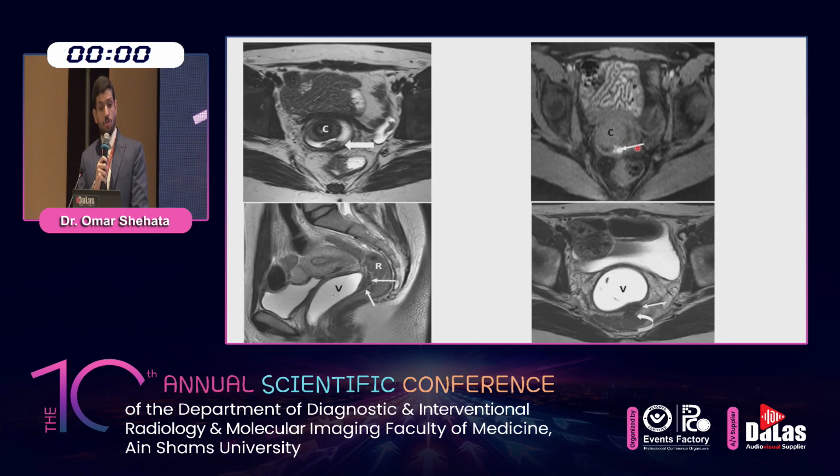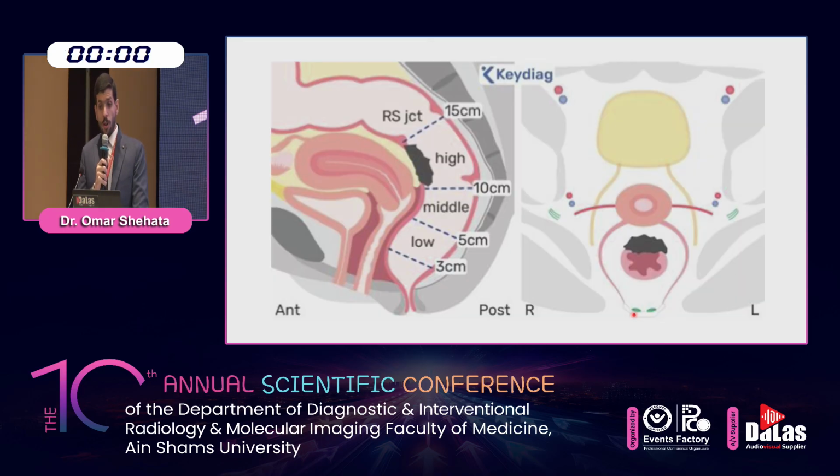The lower images show another case of endometriosis affecting the rectovaginal septum in a female with dyspareunia. The sagittal and axial T2 MRI images demonstrate nodular thickening of low signal intensity of the rectovaginal septum associated with adhesion to the anterior rectal wall. The last central compartment is the posterior compartment, including the rectum and rectosigmoid junction.